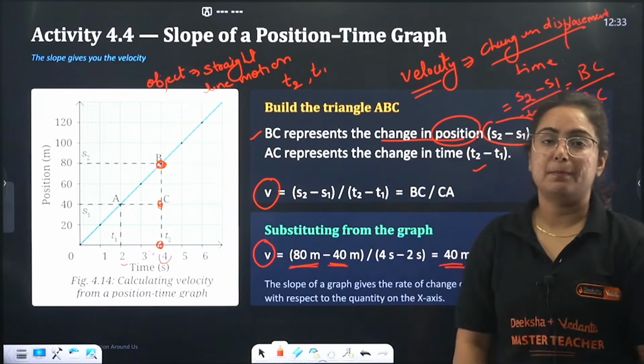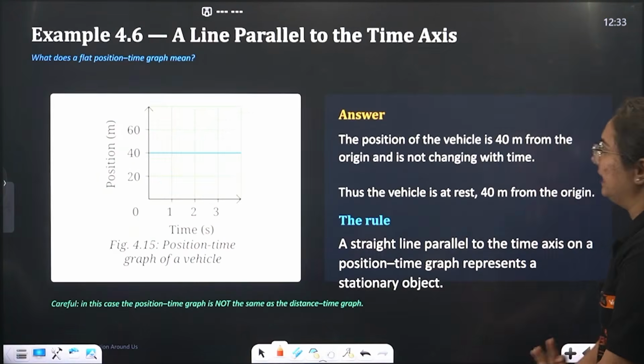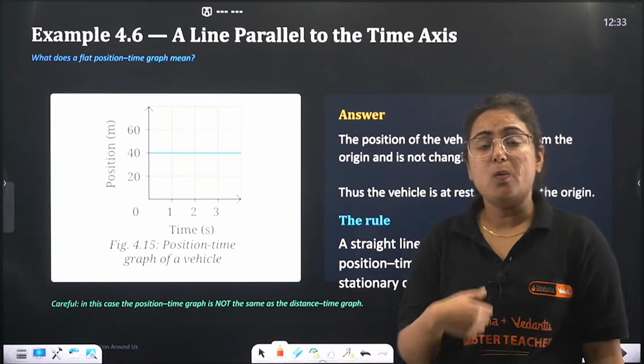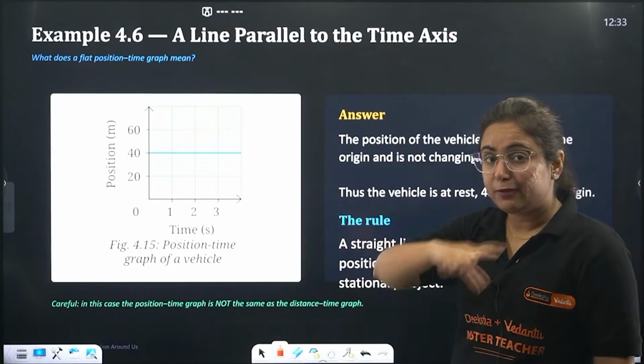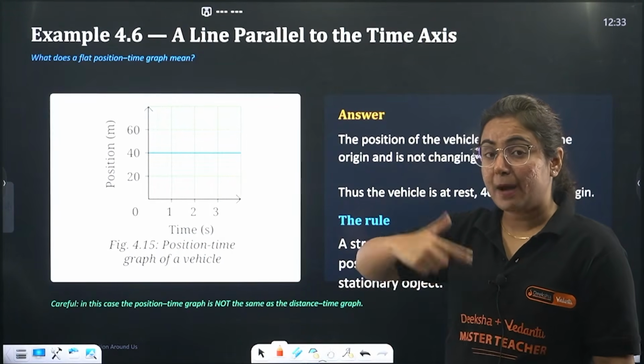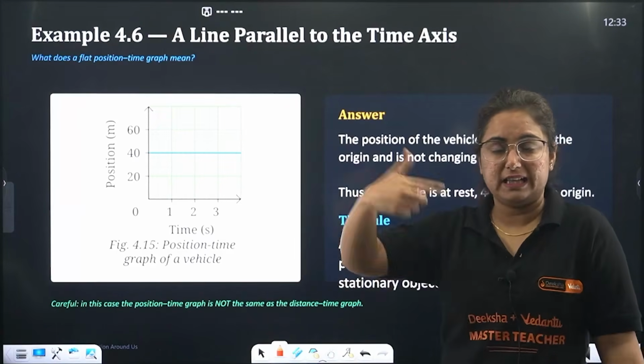20 meter per second. Easy. But now what happens? Because see, in the last graph, beta, what happens? The velocity, or what we can say, the displacement was changing and hence the velocity.